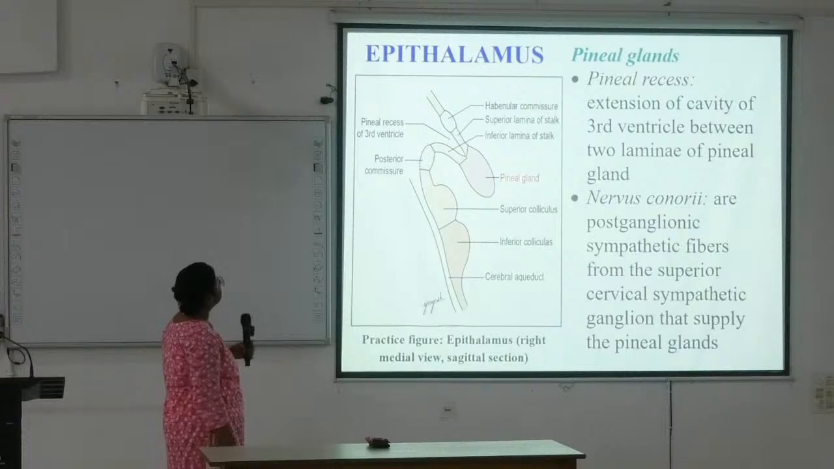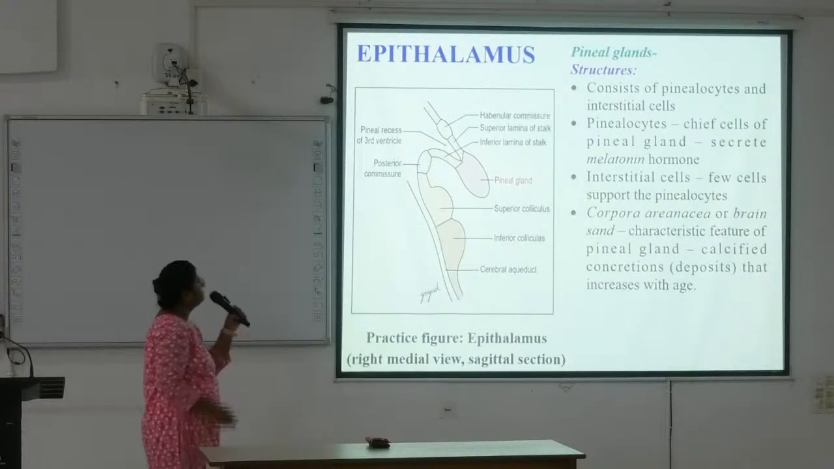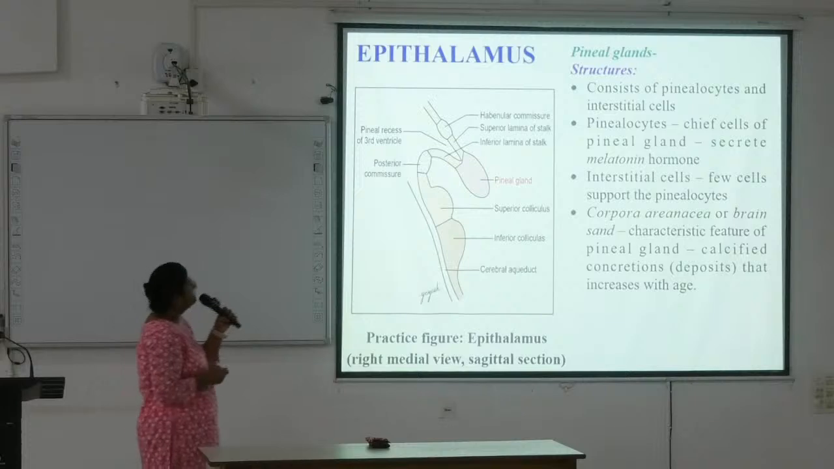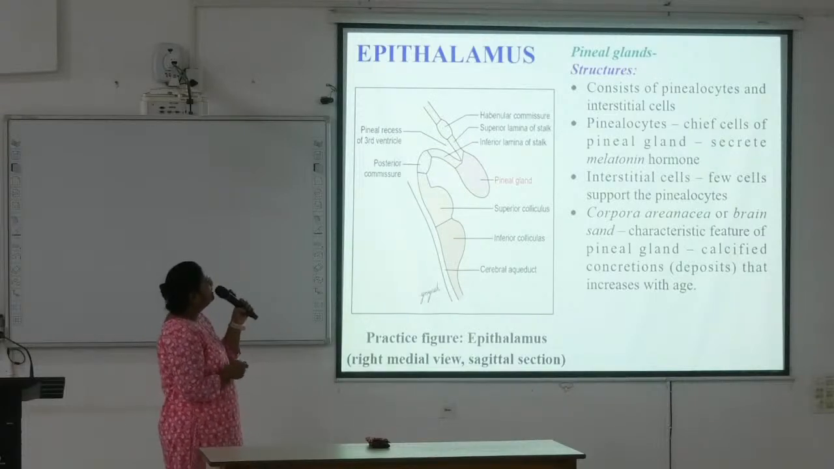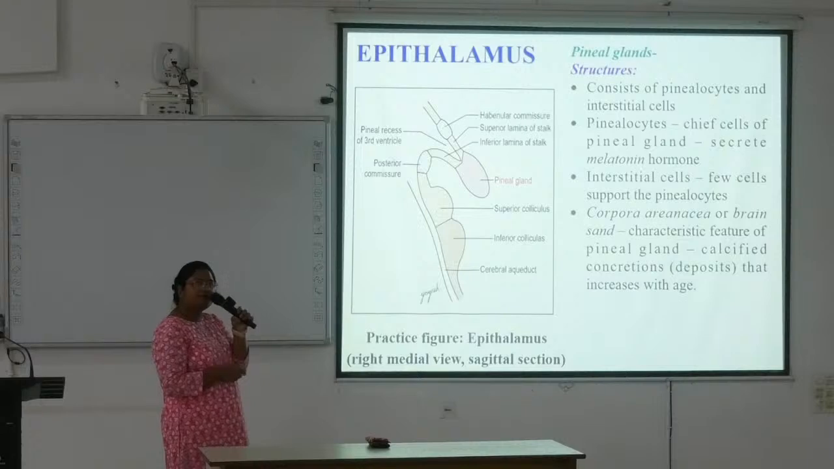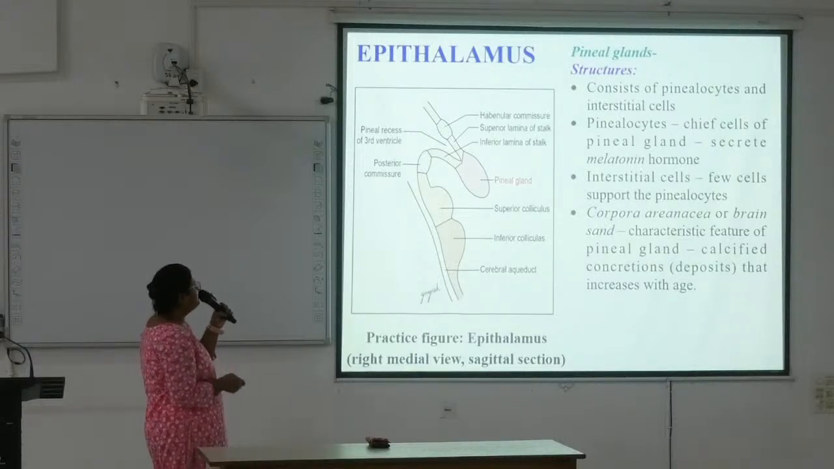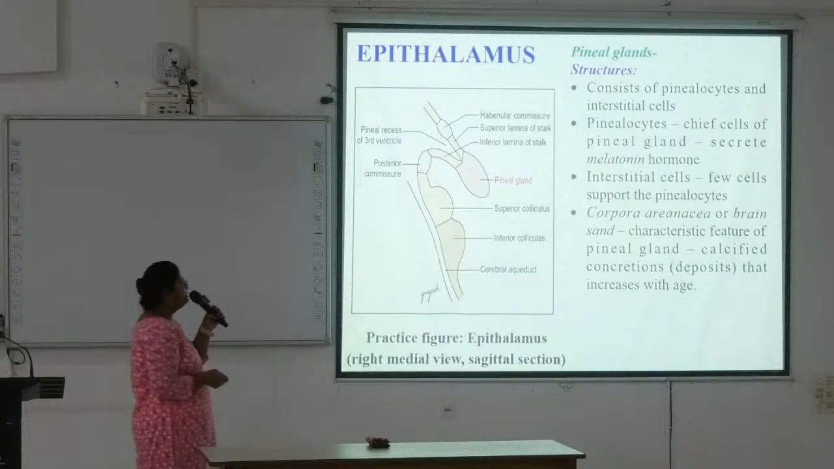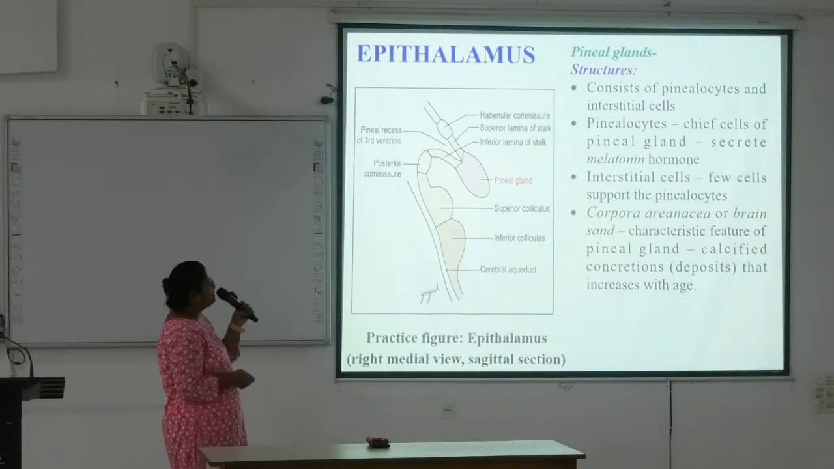Next, the structure. What are the cells forming the pineal gland? It consists of pinealocytes and interstitial cells. Pinealocytes are the chief cells of the pineal gland and secrete melatonin hormone. Interstitial cells are few cells that support the pinealocytes, and there is corpora arenacea or brain sand.